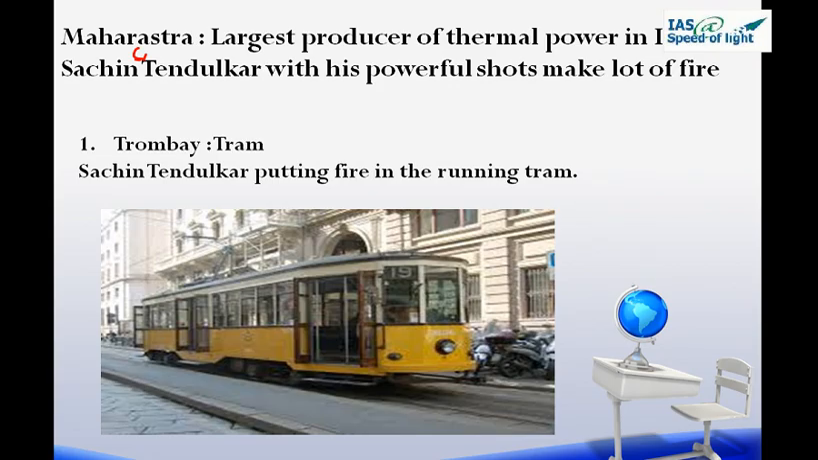So Trombay, we get trams. Trams are these slow-moving trains. If you have been to Calcutta anytime, you can find these trams there. So Sachin Tendulkar putting fire in the tram. Trombay becomes tram, and now you can visualize Sachin Tendulkar has become very aggressive these days and is putting fire in the running tram. There's havoc, and people are running outside the tram. So Trombay becomes tram, and we relate it with Sachin Tendulkar putting fire.